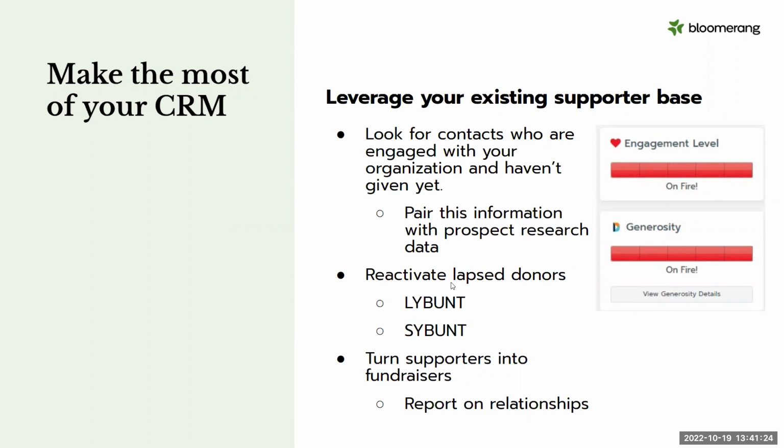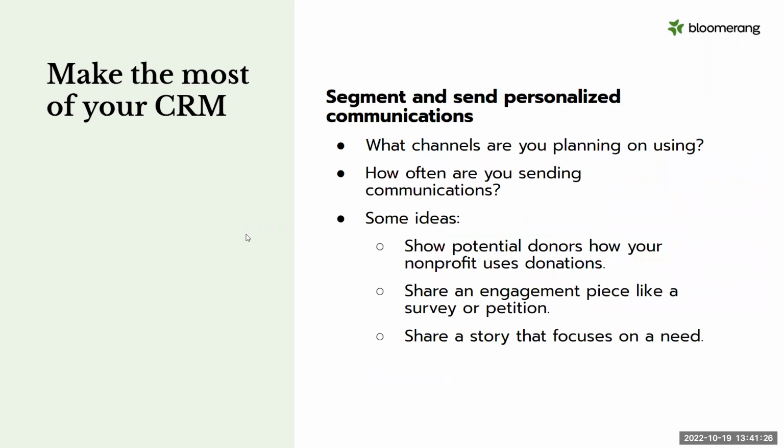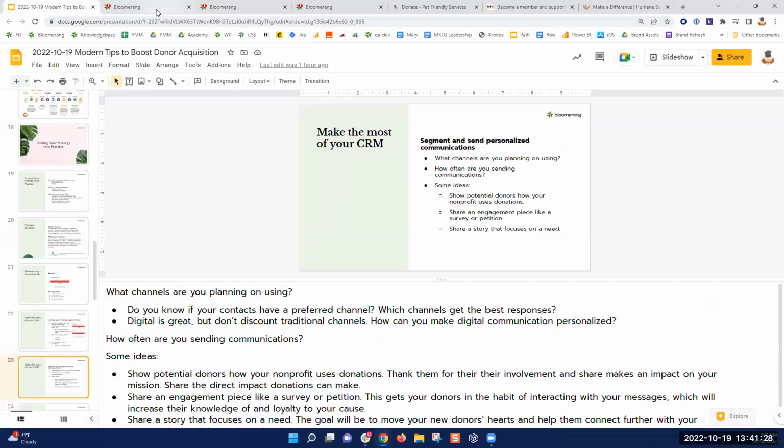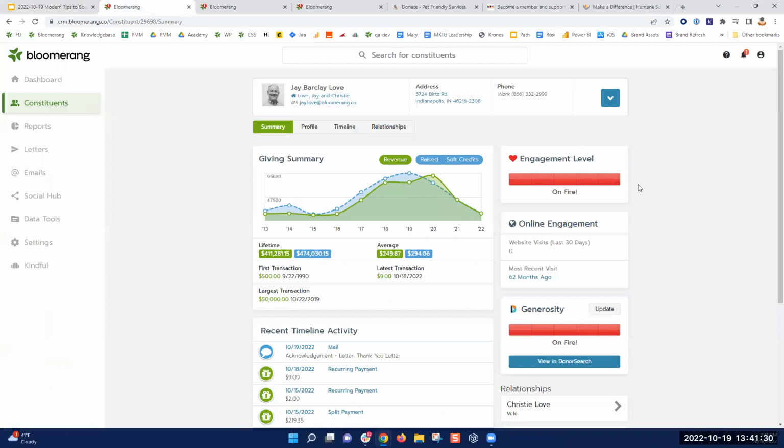And we'll jump into Bloomerang here. I want to show you where you can see this engagement level. So you can see here, I have a constituent that is on fire and they have high generosity on their timeline as well. And I should clarify that engagement doesn't just measure giving. It takes a look at all the different activities as well that you do with this constituent.